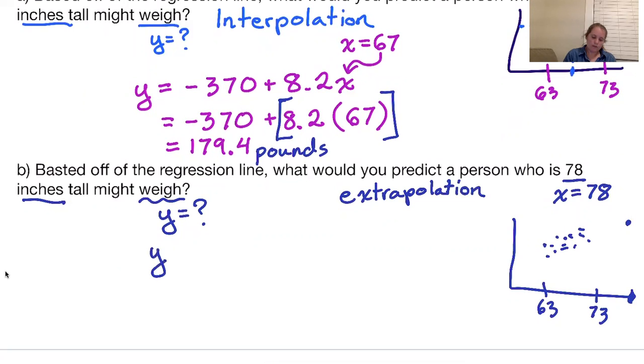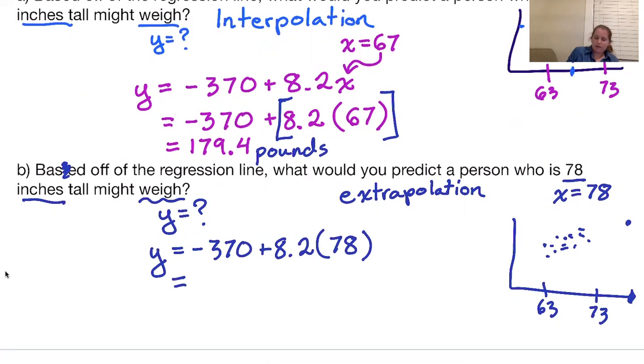We can still do it. This is based, not basted. We can still do this. So we have y equal to negative 370 plus 8.2 times 78. If we do our calculations, we wind up getting 269.6, and this is pounds.